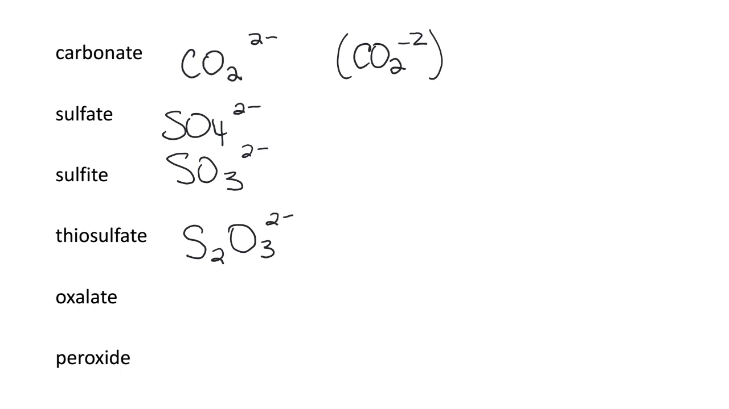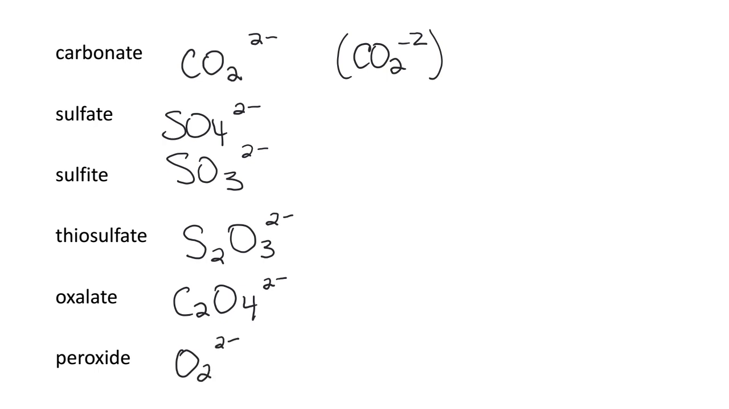Okay, now we have oxalate, C2O4. Now peroxide, and I know everybody here has heard of peroxide. You got hydrogen peroxide. If you get a cut, you put hydrogen peroxide in it. Well, that's H2O2. So O2 is the peroxide ion, and it has a -2 charge.